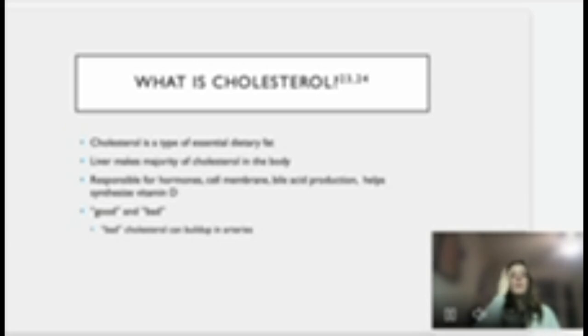The liver makes up a majority of the cholesterol in the body. It makes it from your diet. Cholesterol is responsible for hormones, the cell membrane, bile acid production, and helps synthesize vitamin D. There are good and bad cholesterol, like I said. Bad cholesterol can build up in your arteries.